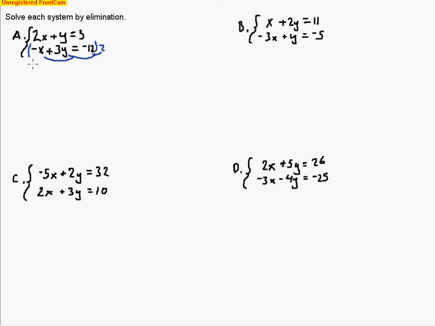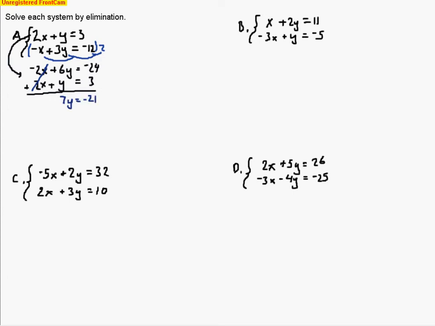So it becomes a negative 2x, a positive 6y, and I need to make sure I multiply this term as well. It's negative 24. So let me take the original first equation and move it down below: 2x plus y equals 3. And now I can add them together because I end up canceling out the x's. See, now those x's are gone, and I only have one unknown. So I have just 7y equals negative 21.